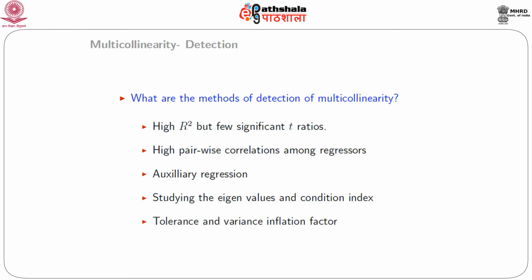So, here is a list of the methods of detection of multicollinearity that we will be looking at in this module. They are: high R square but few significant T ratios when we fit a linear model to multicollinear data, high pairwise correlations among the regressors or predictors, fitting of auxiliary regression equations to the predictor variables, studying the eigenvalues and the condition index, and computing tolerance and variance inflation factor and looking at the rule of thumb cutoffs for these conditions to detect multicollinearity.